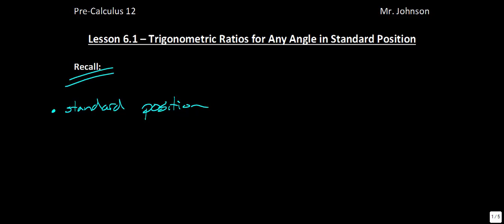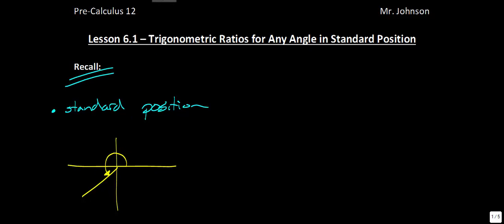Standard position works like so. If we have our x-y axes like this, and maybe I put an angle in the third quadrant right here, let's say maybe 200 degrees. We talk about standard position as it starts on the positive x-axis and works its way counterclockwise. So we would express standard position like so. Standard position always tells us where we start.